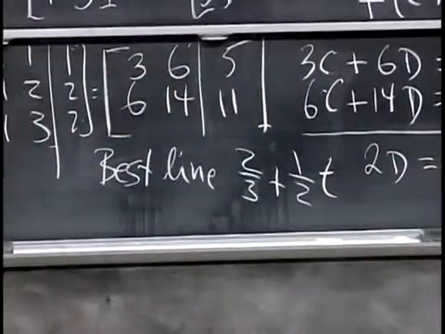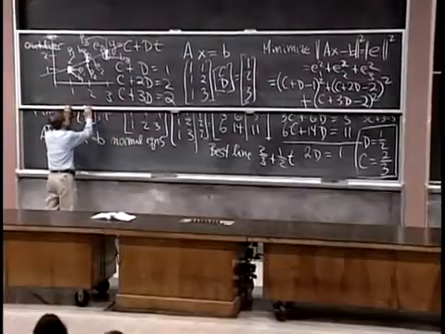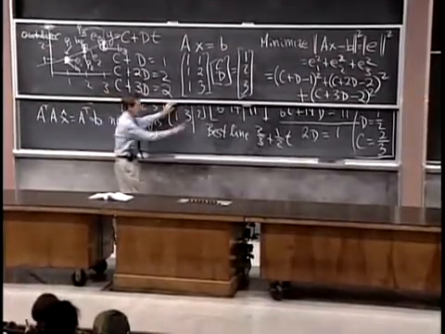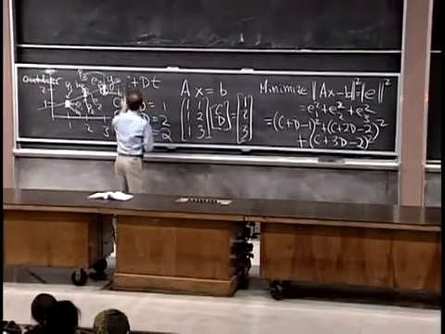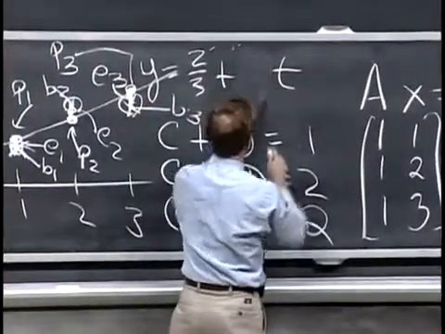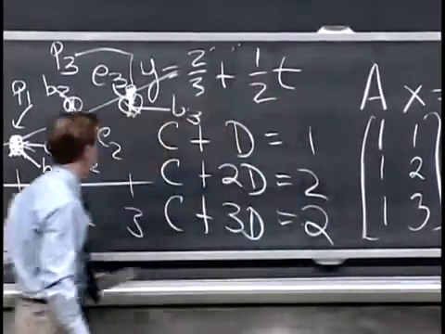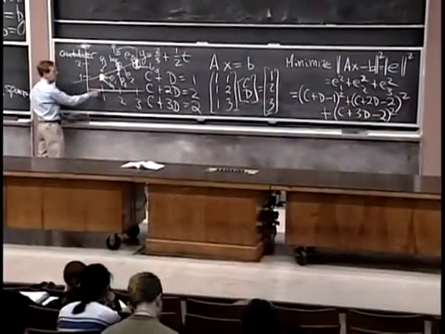And is my picture more or less right? Let me copy that best line down again. 2/3 and a half. I'll put in the 2/3 and the half. Okay. So what's this P1? That's the value at t equal to 1.